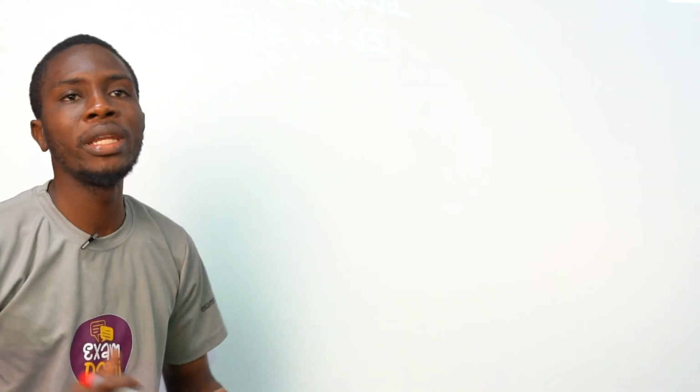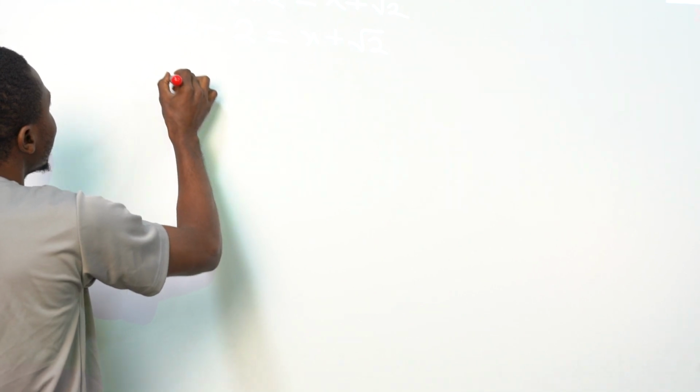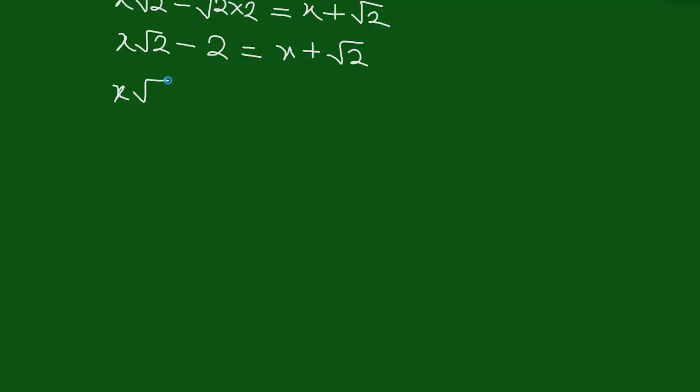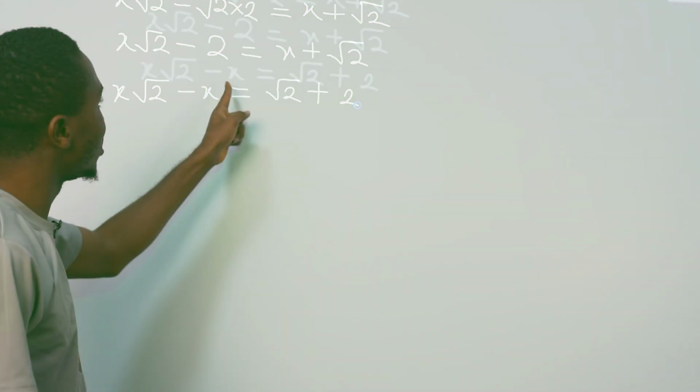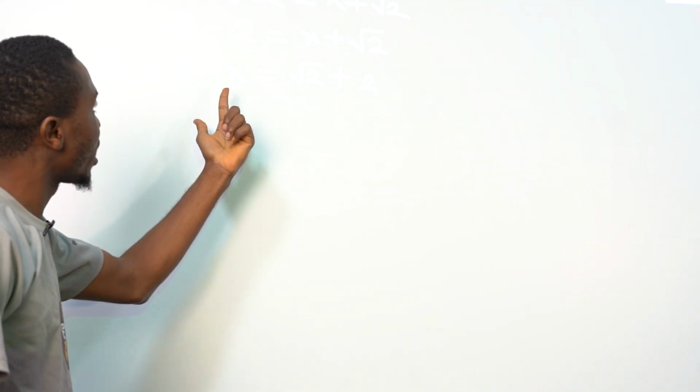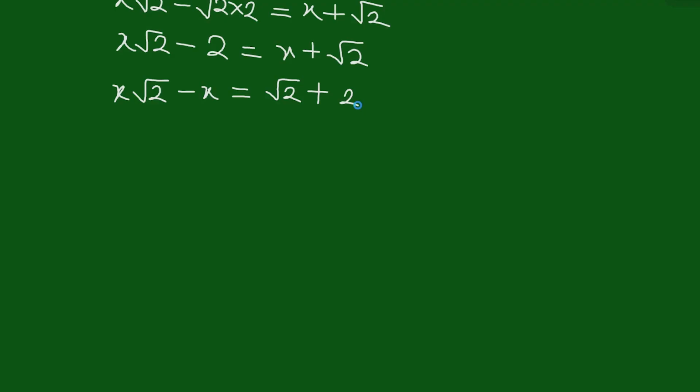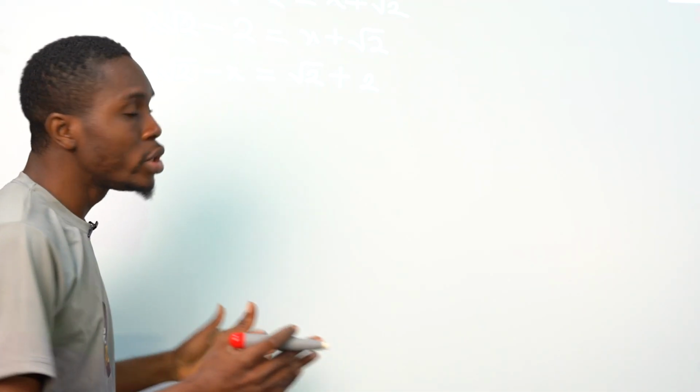So at this stage, we need to collect like terms. All we need to do is x root 2 minus x equals root 2 plus 2. That is, taking x from the right hand side, which is positive x, across the equality sign to the left hand side, it becomes minus x. Taking minus 2 from the left hand side across the equality sign, it becomes plus 2. That way, we have been able to collect like terms.